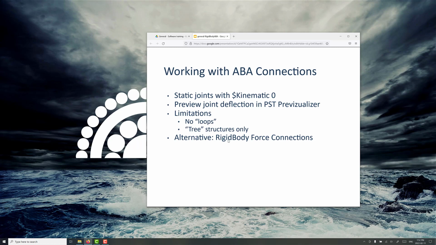Note that there is an alternative to connections between rigid bodies using force connections. And the difference is that a force connection uses a spring and damper at a specific location on both bodies to hold them together. Advantages and disadvantages of both of them: well, it tends to be computationally faster and more efficient to work with articulated body connections if you can. It's really nice and easy to configure a chain of rigid bodies, and it's nice to see them in pre-visualization. Rigid body force connections allow you to make loops if you need to do that.